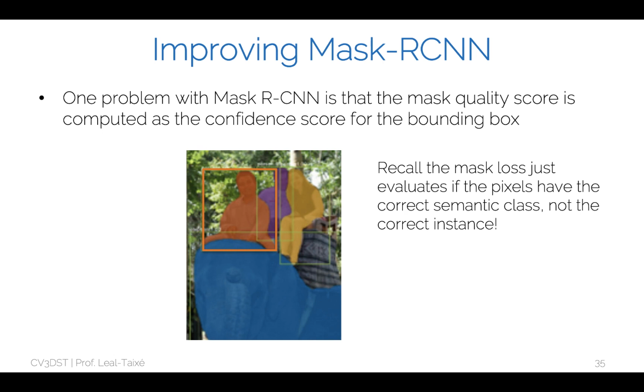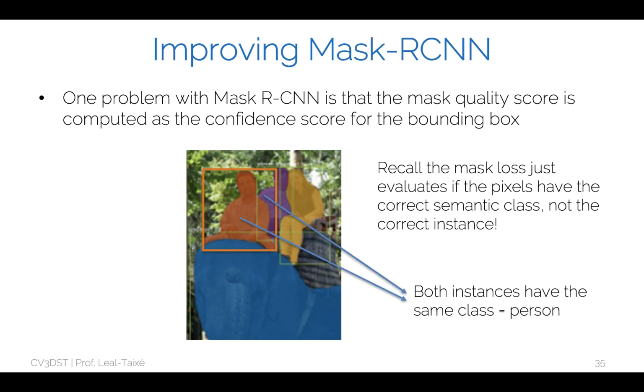And remember that the mask loss just evaluates if the pixels have the correct semantic class, not the correct instance. So for example, in this case, where we have 3 persons, if all of the pixels inside the orange bounding box were classified as a person, then it doesn't really matter if this is the purple person or the orange person. You see that there are pixels from both instances falling inside the orange box. This is not really reflected inside the mask loss, whether these 2 instances inside the same box should actually be the same or not. The only thing you're interested in there is that all of these pixels are classified as a person.